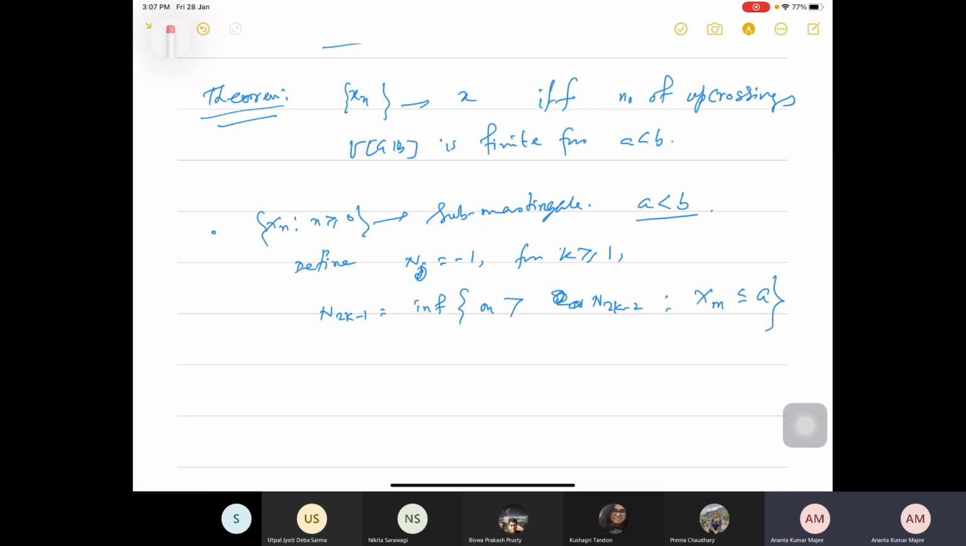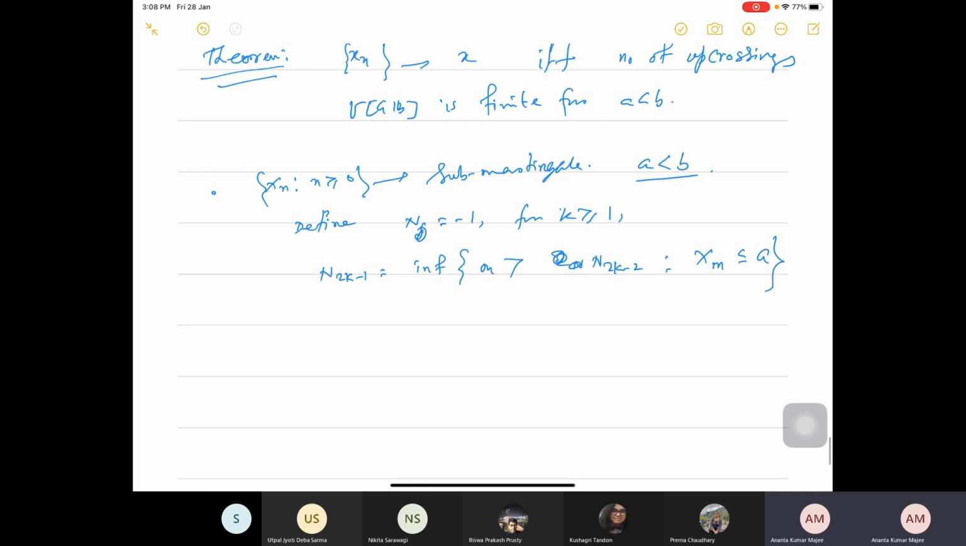You know we look at s1, s2, t1, t2 and so on, so here we try to find them in the same way. And then I put N_{2k}, again the infimum over m greater than N_{2k-1} such that x_m is greater than or equal to b. Then these N_j are stopping times.